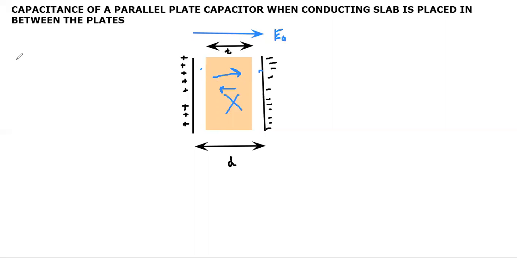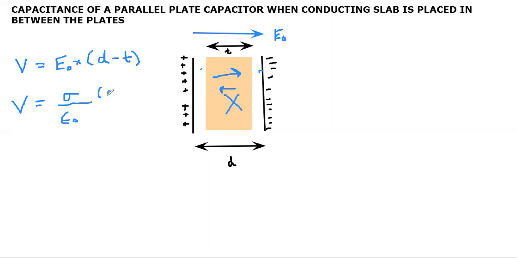Now, if you remember the formula of potential, that was E into D. So it becomes E naught into D minus T. Why D minus T? Because this E naught can only go in this part, that is the D minus T part. That's why V is equal to E naught into D minus T. Now, what is the value of E naught? That is the electric field between the capacitor plates. That was sigma by epsilon naught.